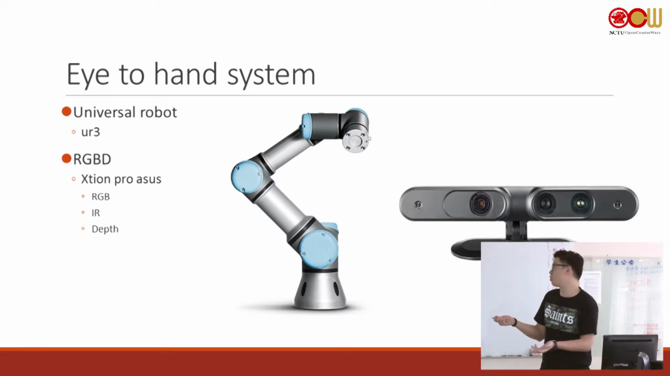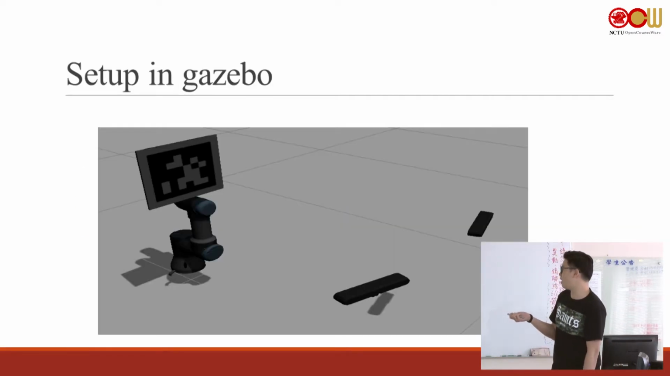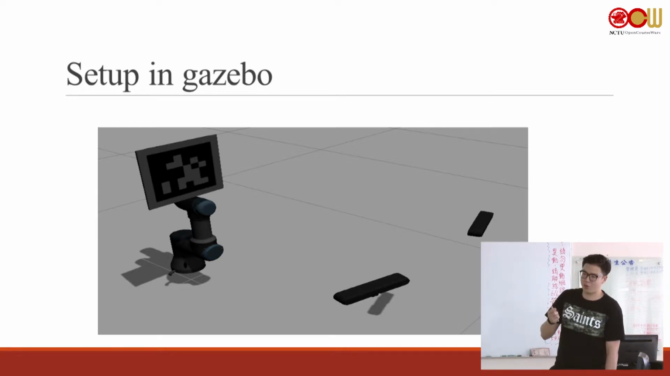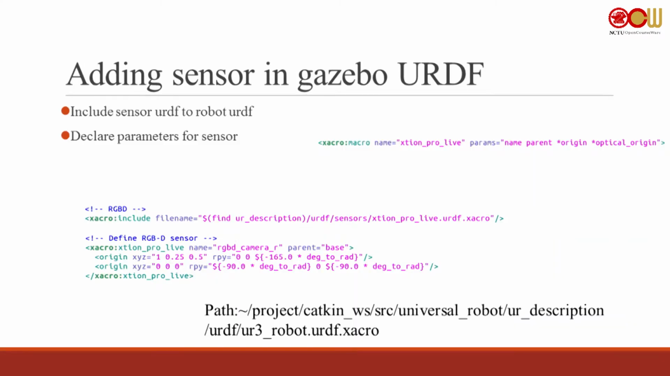So first is the Universal Robot UR3, with a 3 kilogram payload, and RGBD cameras, the Astra Pro. I use 3 of it. This is the whole setup of Gazebo. I'm showing this from a print screen from a couple of weeks ago, giving you the 3 RGBD versions. The next thing is how you're going to add the sensor to Gazebo.